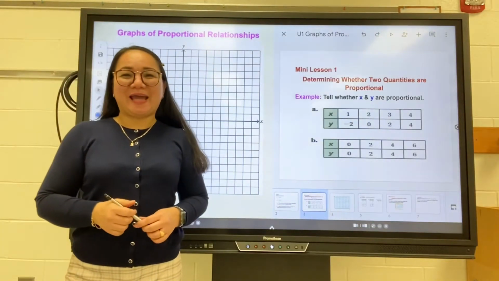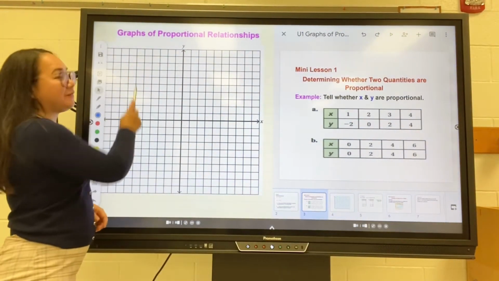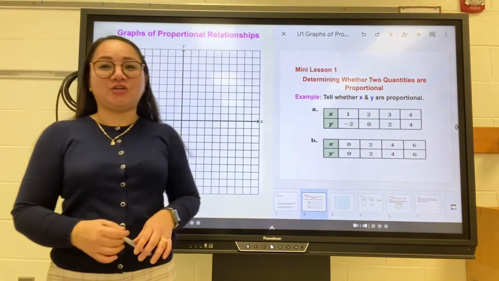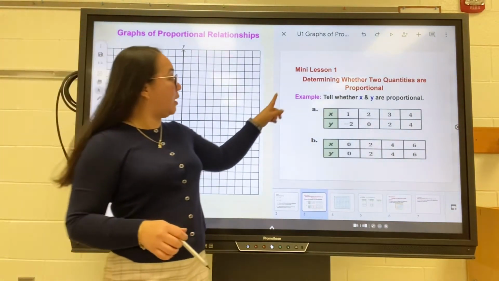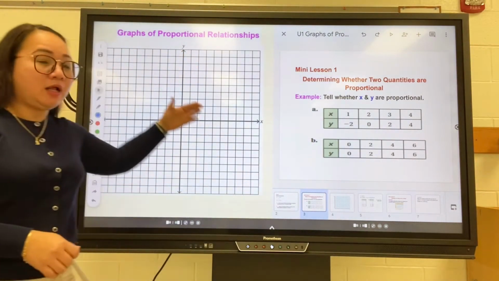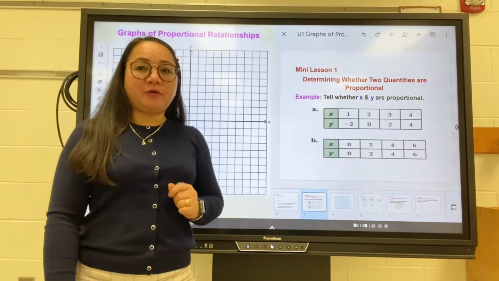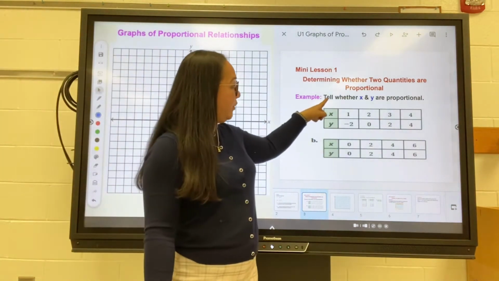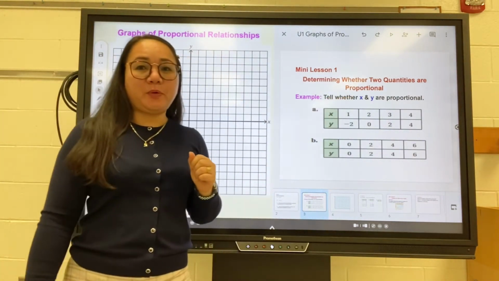Hello, welcome back. Today's lesson is graphs of proportional relationships. So for mini lesson 1, we have to determine whether two quantities are proportional using this graph. For this example, we have to tell whether x and y are proportional.